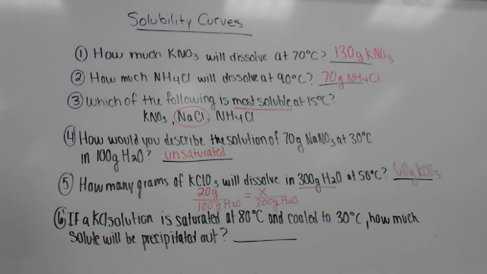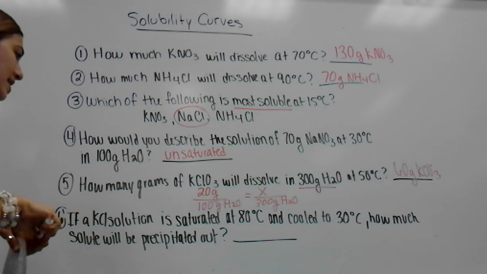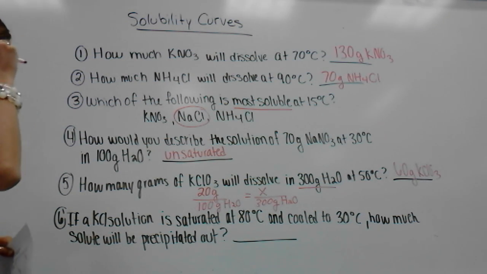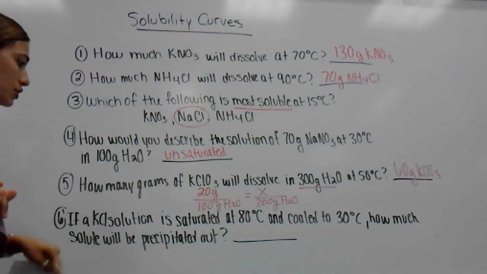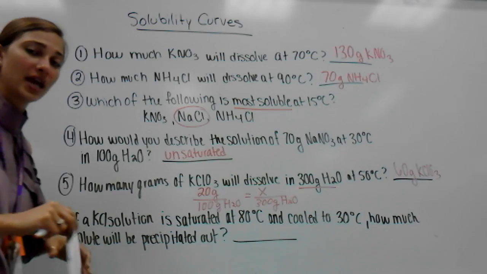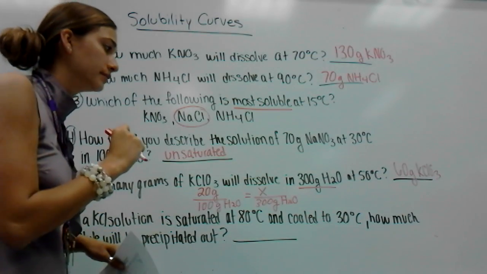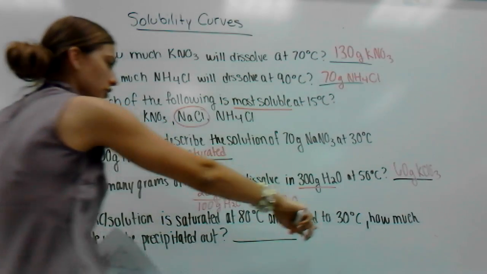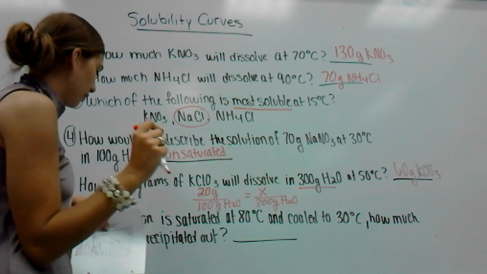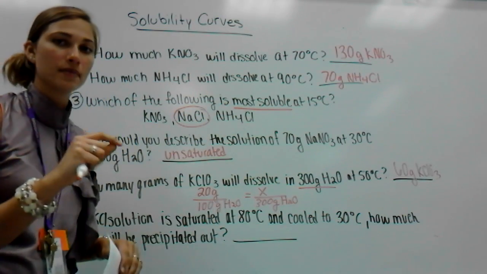The last problem I have here says, if a KCl solution is saturated at 80 degrees Celsius and cooled to 30 degrees Celsius, how much solute will be precipitated out? So what you should do is go to 80 degrees Celsius and go up to your saturation line of KCl and make a little dot. Then you're going to go to 30 degrees Celsius and find the saturation line for KCl and make a little dot.